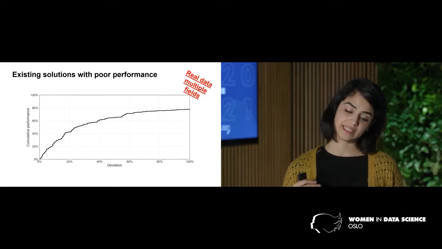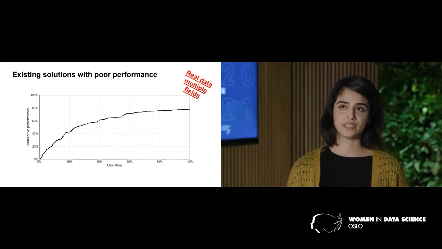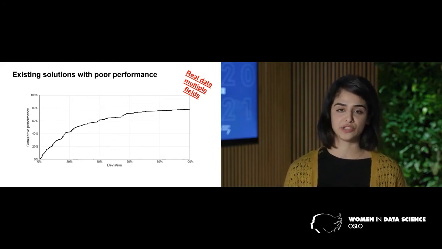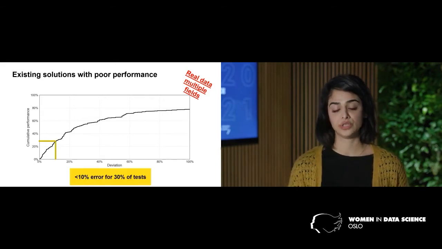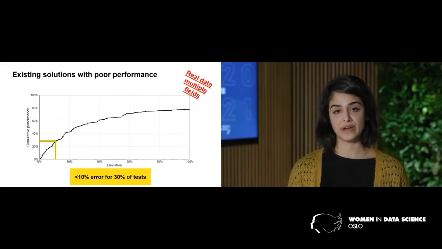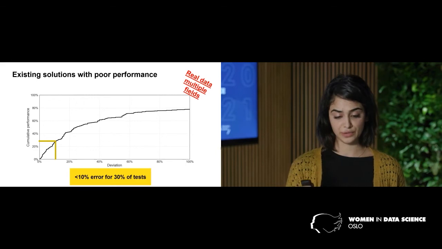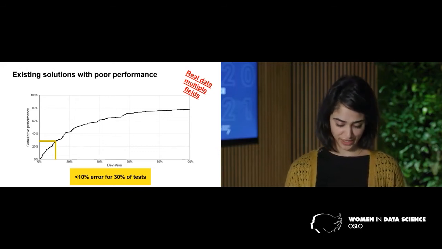And on the y-axis, you have the cumulative performance, or simply put, you can think of it as the amount of time that you can reach a certain deviation. For example, if you want to read off how often you are able to achieve an error of a maximum 10%, you can read it off the graph like I showed you in the slide, and you see that you achieve that only 30% of the time, which quite frankly is not that great.